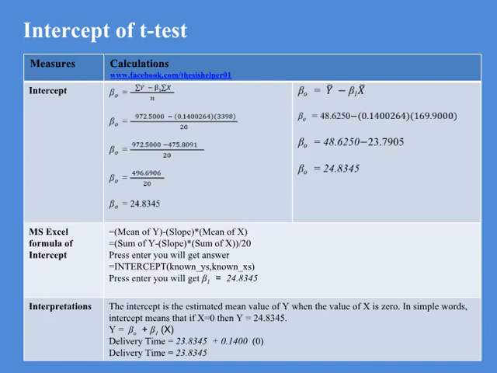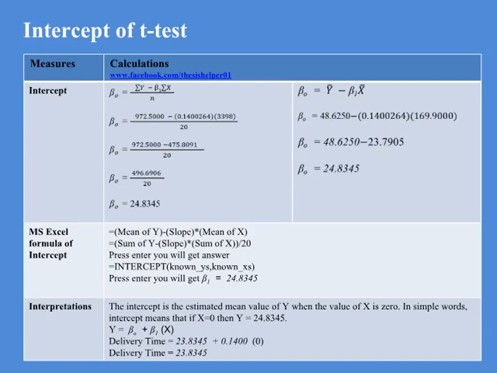Interpretations: the intercept is the estimated mean value of y when the value of x is 0. In simple words, intercept means that if x is equal to 0, then y is equal to 24.8345. Y is equal to intercept plus slope multiplied by x.